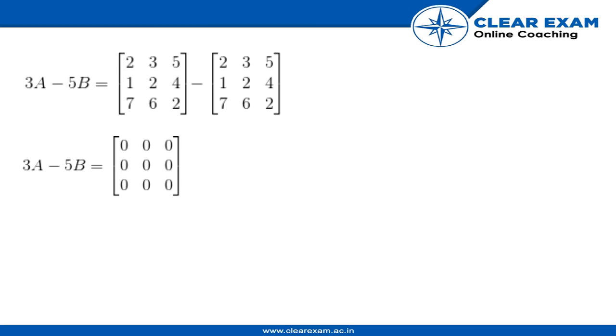So when we multiply 3 to A, we get our 3A matrix as this, and the 5B matrix looks like this. Now we use the second property: when we have to subtract 5B from 3A, then their corresponding elements will be subtracted. And if we see closely, all the elements of both the matrices are equal. So we get a null matrix. So our final answer is a null matrix.